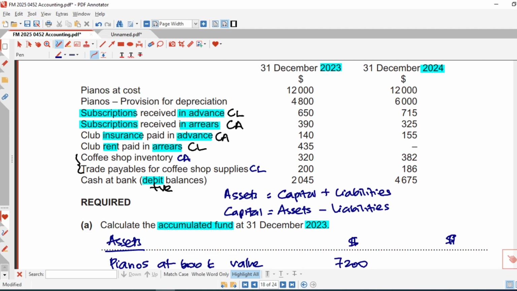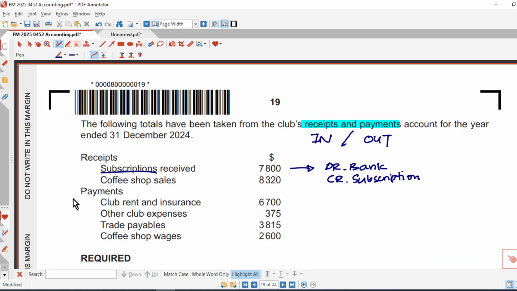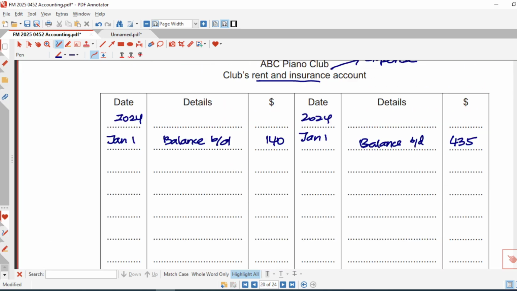No, we don't. Let's look at the one below. Anything related to rent and insurance? Yes, there is a payment. So money going out. Your double entry is to credit bank to reflect money gone out, and we will debit the rent and insurance account. So let's go to the debit side and park in 6,700. So this is the bank money going out.